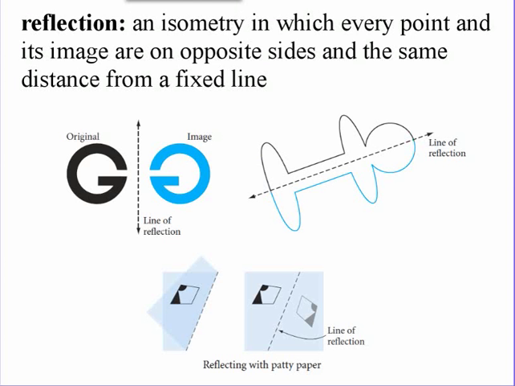A reflection. What is the first word that comes to mind when you think of the word reflection? Mirror. It's exactly right. It's the mirror image. So a reflection is an isometry in which every point of its image and its preimage are on opposite sides and the same distance from a fixed line. So it's the mirror image. That fixed line we have a special name for. We call that fixed line the line of reflection.